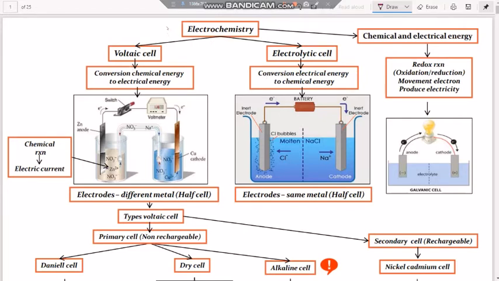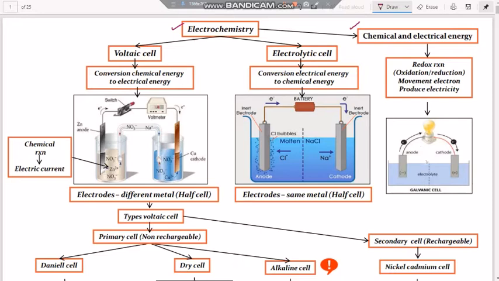This is the concept today. I'm going to discuss electrochemistry. It's a branch of science which converts chemical energy into electrical energy. Here it takes the help of redox reaction. The chemical energy is nothing but chemical reaction, and that reaction is called redox reaction. And moreover, the movement of electrons produces electricity in a galvanic cell.